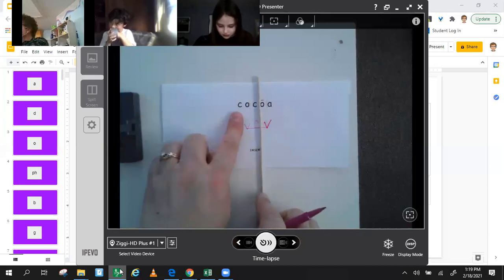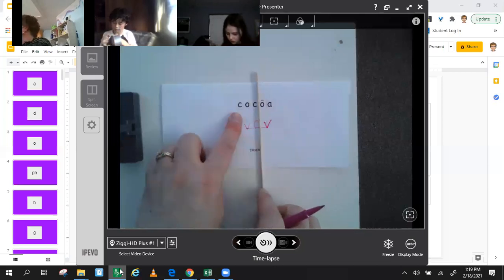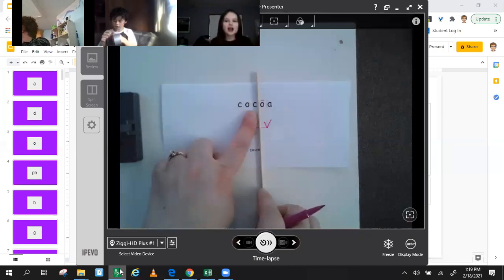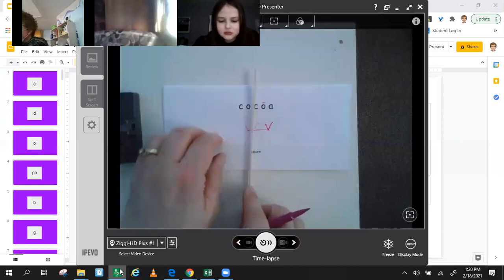If August was incorrect and we put it here, would that O be saying its name? No, it would be a long O. It'd be cock-o. Does that sound like a word that we are used to? No. So it goes.